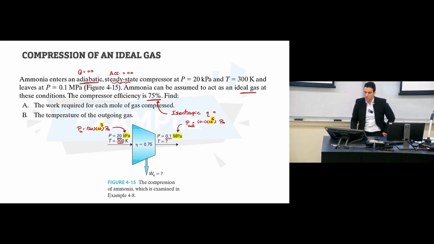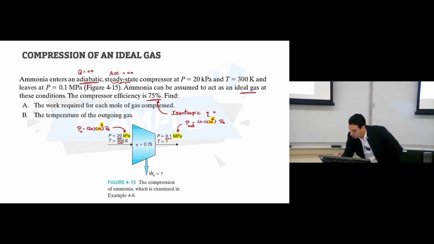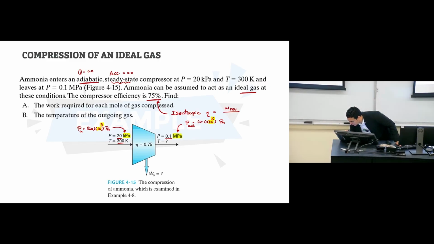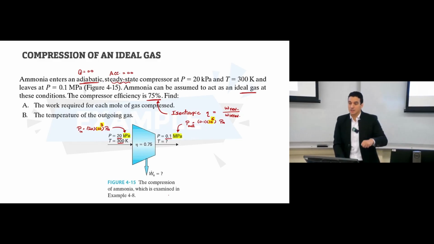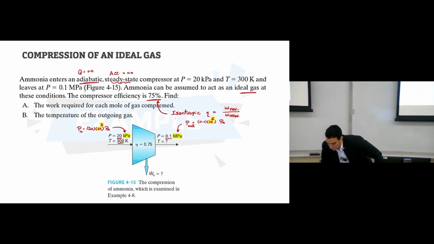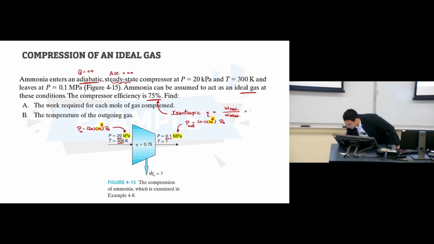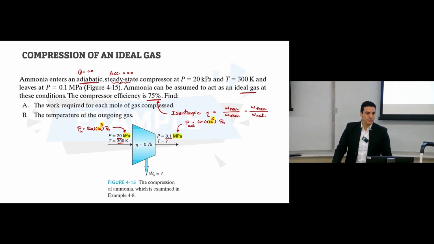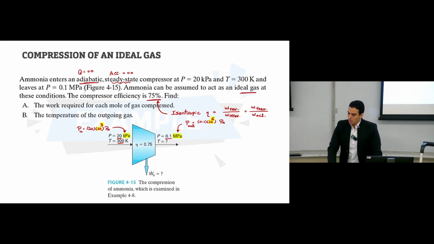And isentropic efficiency for a compressor will be work reversible divided by work irreversible. Because for a compressor, we use work as an input. So for the compressor with work as an input, this will be work theoretical divided by work actual. Okay, clear?